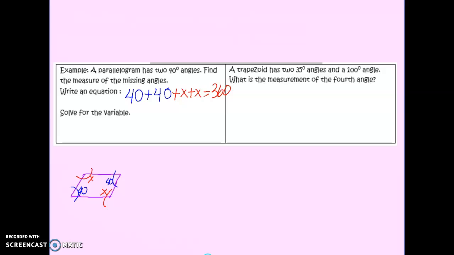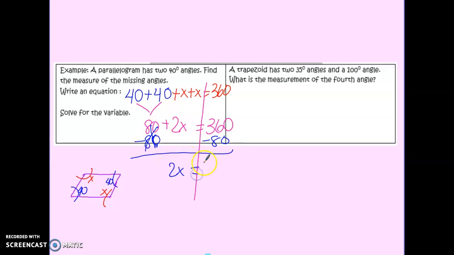Okay, so we can combine our like terms. We've got 80 plus 2x equals 360, and then we can solve it. Subtract 80. So x is 140. So each of these is 140 degrees.